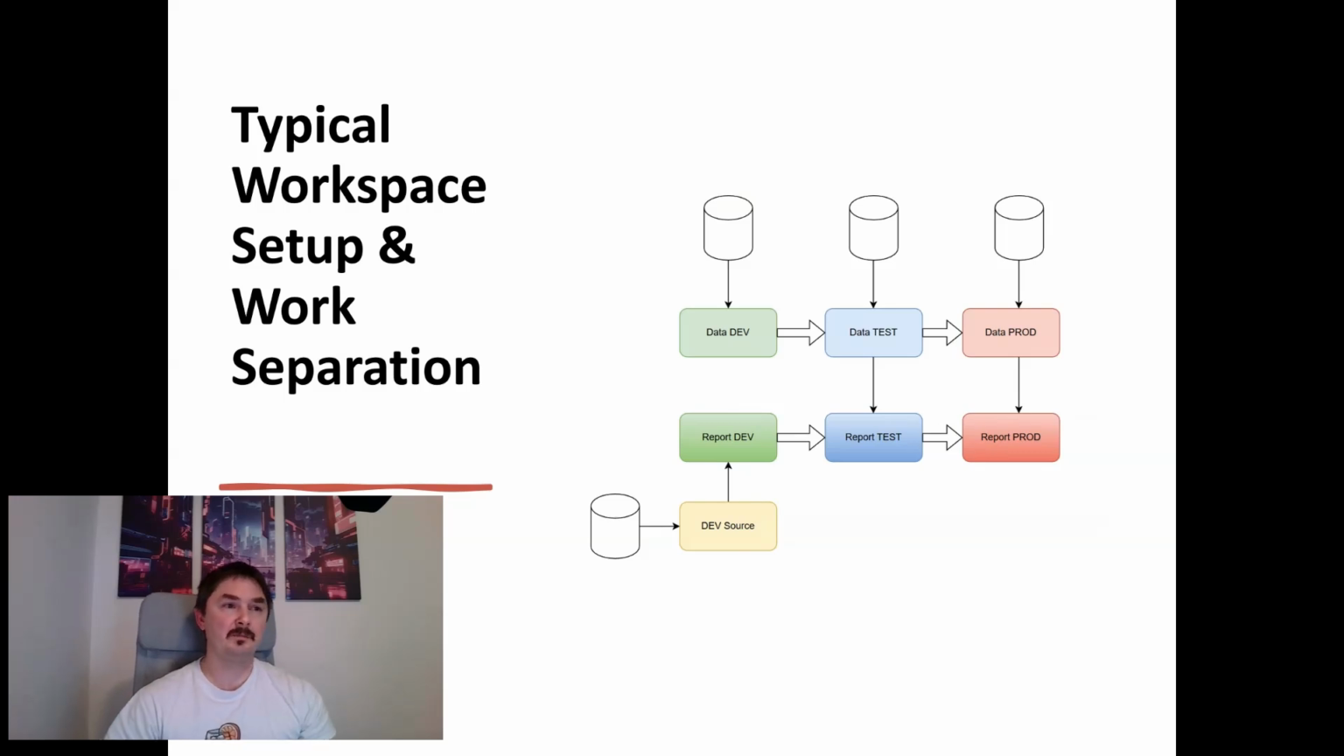Now, this is how I would put a typical workspace setup and work separation between those two streams. So at the top you have the data engineering team working, and at the bottom you have the reporting team working separately. For all of those, you will have three separate environments with dev, test, and production, and the data quality and different activities in those different workspaces will be different.